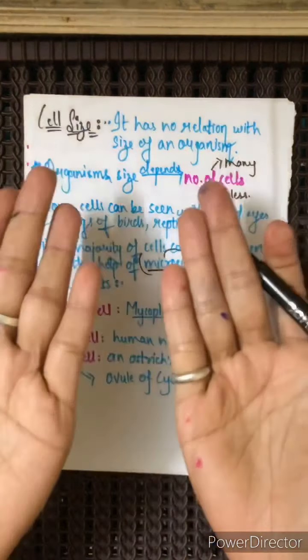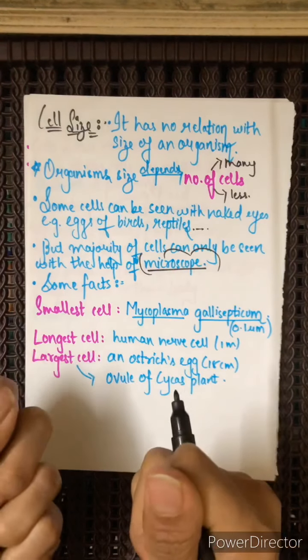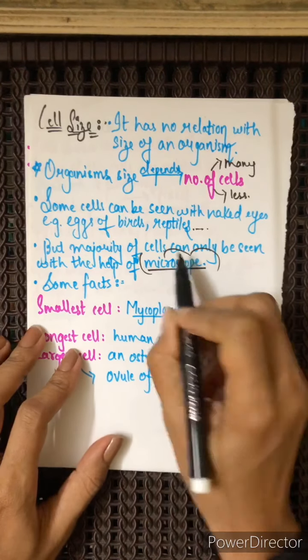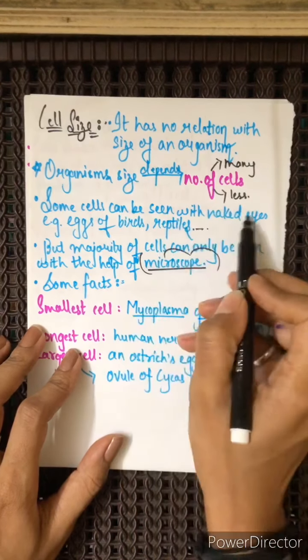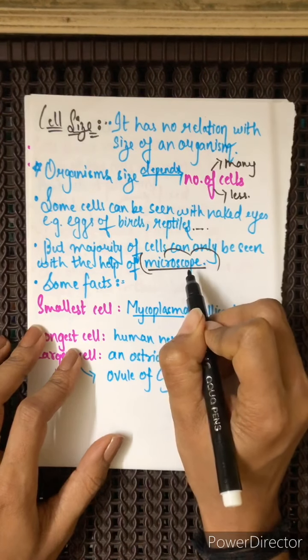As in, can we zoom in with our eyes and see the cells inside our hands or inside of a body? No, we have to use the microscope. So only some of the cells are such which can be visualized with the help of the naked eye, but the majority of the time we rely on the microscope.